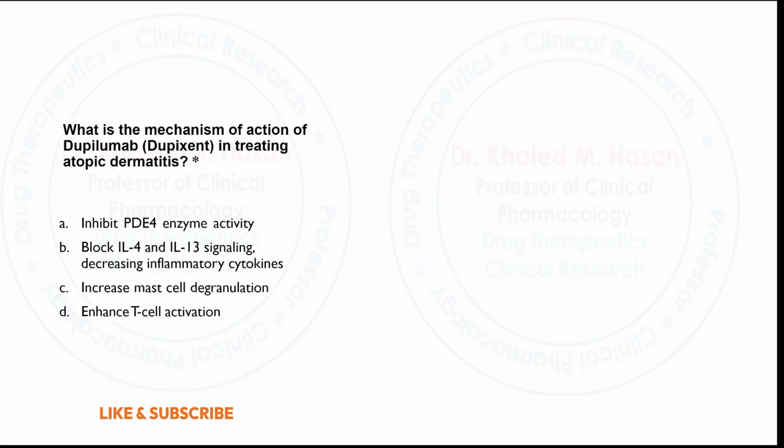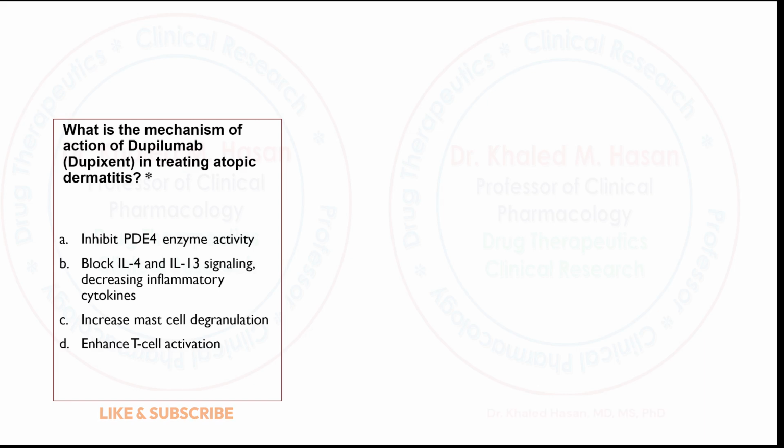Okay, next question. What is the mechanism of action of dupilumab, Dupixent, in treating atopic dermatitis? How does this medication work? Dupilumab inhibits phosphodiesterase, blocks interleukin, increases mast cell degranulation, or enhances T cell activation.